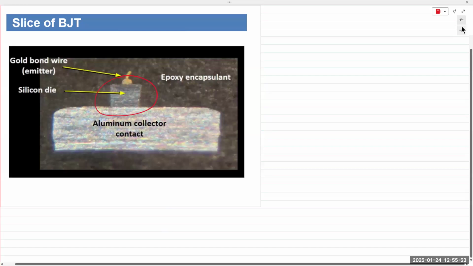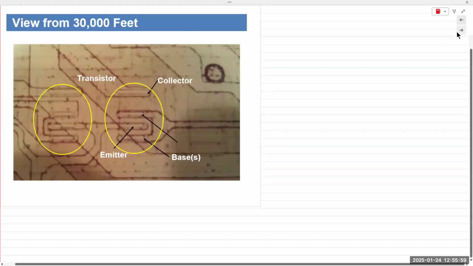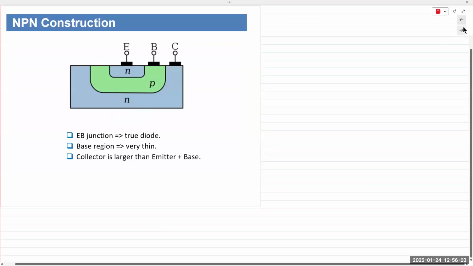And so you can see that in your lab kits. There'll be a device, or at least 2 of them in there. Okay. View from 30,000 feet. I can talk about this next class.